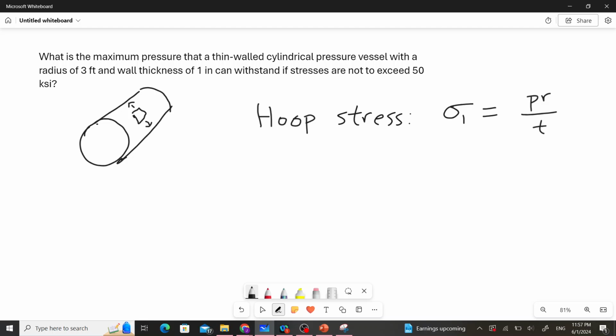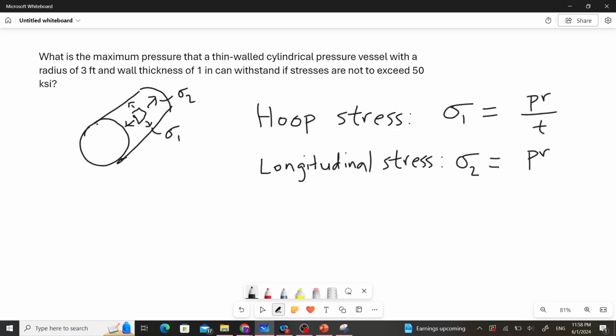And then the other stress that we'll see in the cylindrical pressure vessels is the longitudinal stress. If we go back to this element, the longitudinal stress acts along the long axis of the cylinder, and we'll label that stress as sigma 2, whereas the hoop stress was sigma 1. And the equation for longitudinal stress that we showed how to derive in the lecture is sigma 2 equals PR over 2T.